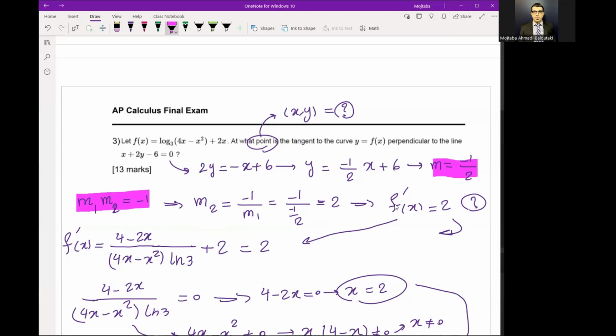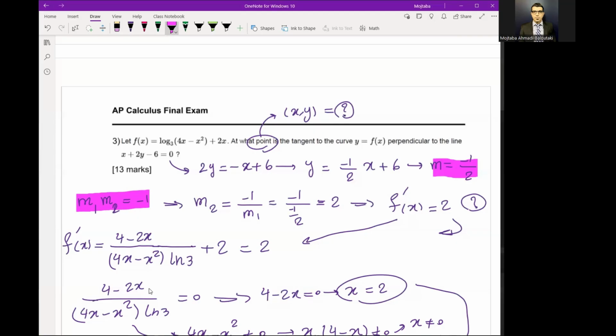Basically, the tangent line to this curve, which would be f prime, needs to be 2. So we can find f prime from here, right? We take the derivative of the logarithm. That would be the derivative of the argument, which is 4 minus 2x, over the same argument times ln of the base, right? And for this term, the derivative is 2. So this needs to be equal to 2. There you go. So we have this equation to be equal to 0.